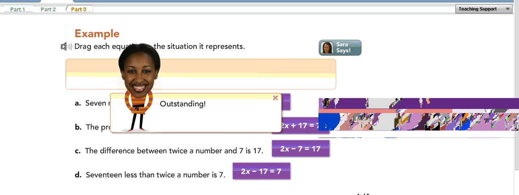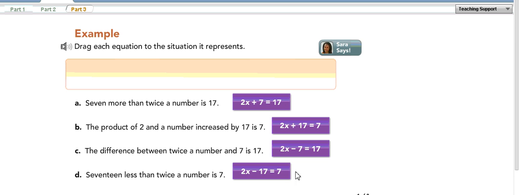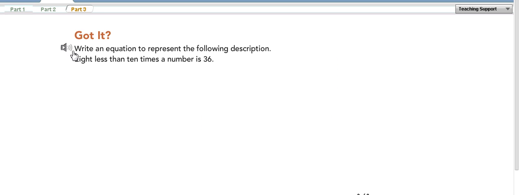There she went. Okay, so compare your answers and see where you got confused and write down any notes that you need to help yourself. And then you can pause while you're doing so and then go ahead and hit play to continue. Okay, so we have a got it. This has been a nice short little video.